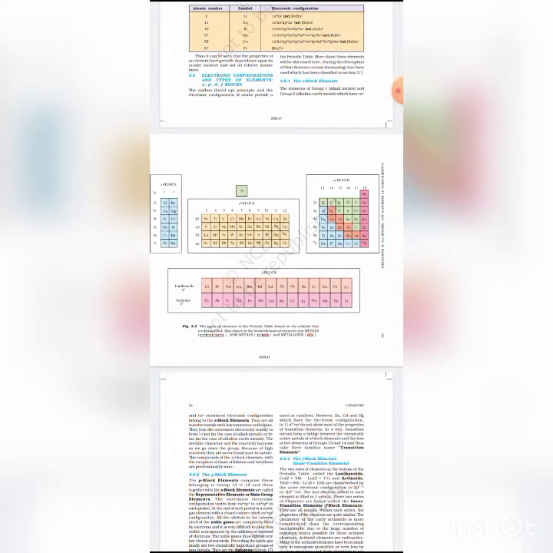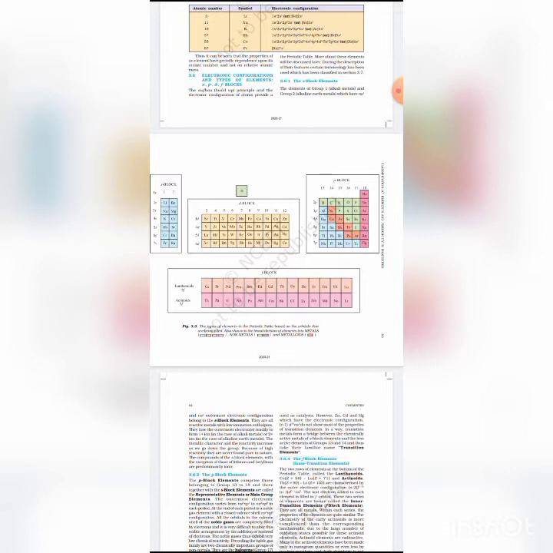Okay, student. Atomic radius generally decreases from left to right across a period due to increase in effective nuclear charge. Ionic radius: the variation of ionic radius follows the same trend as that of atomic radius. Okay, that means atomic radius generally decreases due to the increase in effective nuclear charge.